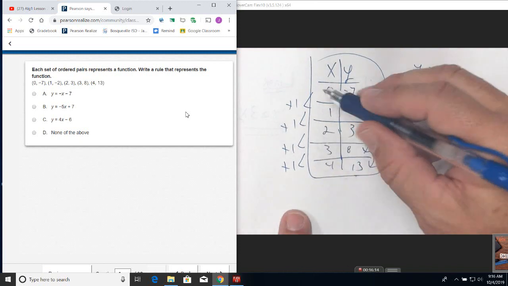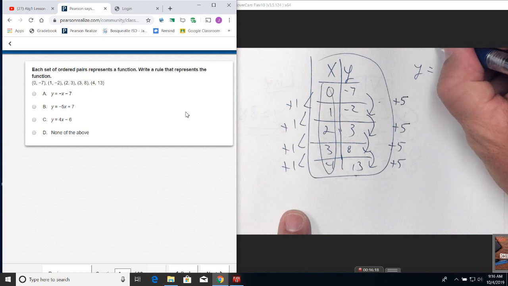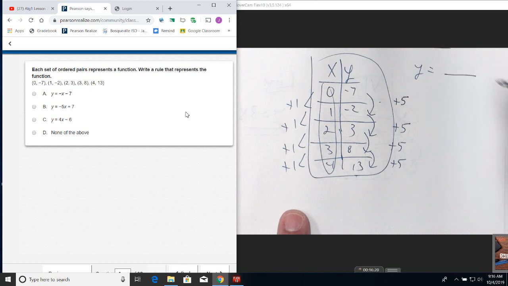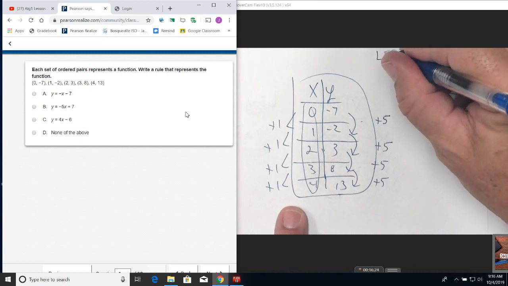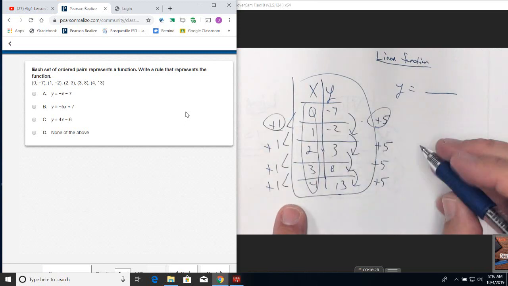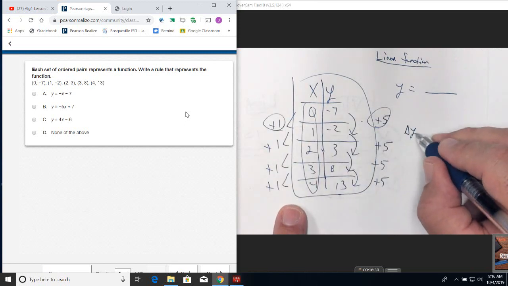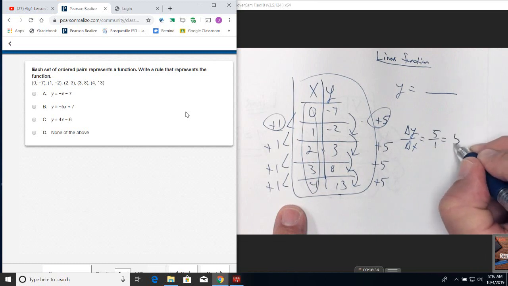So is this a function? Look at this. All my x's are different. Yes, this is a function. And do you know what type of a function it's going to be? Linear or nonlinear? It is linear. Very good. Why is it going to be linear? There's a constant change in y over change in x. The change in y over the change in x is constantly 5 over 1, which is what?